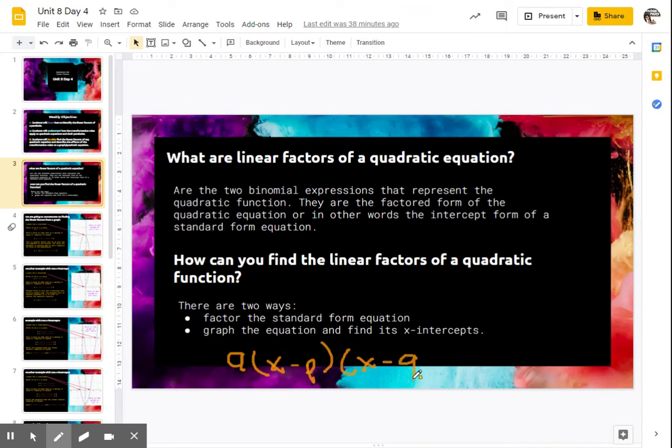The p and the q are the x-intercepts. The a is the value that you find when you plug in an ordered pair and solve for it. But right now, we're not concerned with finding the equation that's equivalent. We're concerned only with this part right here. Can we find the linear factors, which is these two? That's what we're going to be concerned about, by looking at the graphs and the x-intercepts.